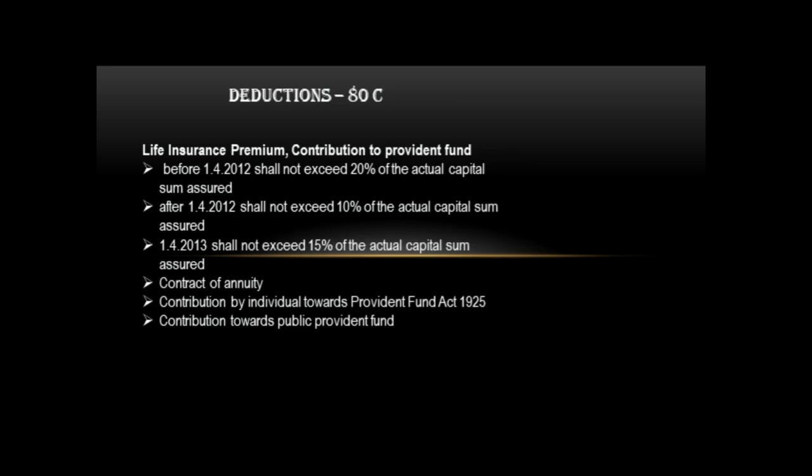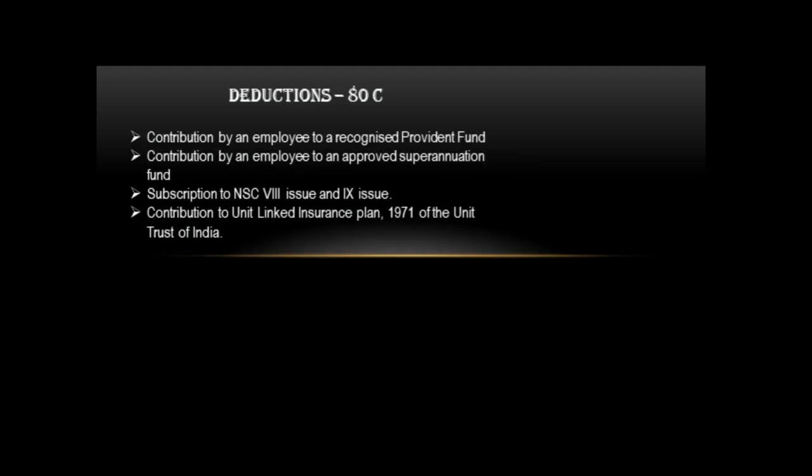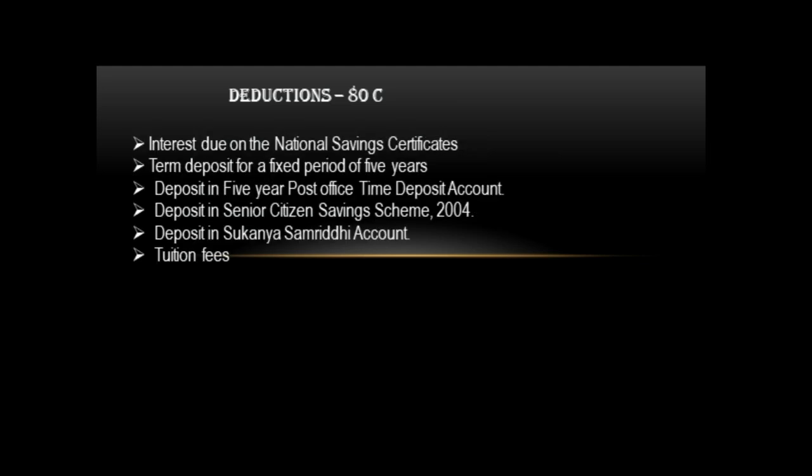Contract of annuity, then Provident Fund Act 1925, contribution towards Public Provident Fund, contribution by an employee to a recognized Provident Fund, contribution by an employee to an approved superannuation fund, subscription of NSC 8th issue and 9th issue, contribution to unit linked insurance plan under Unit Trust of India, then interest due on national savings certificates, term deposit for a period of 5 years, 5 years post office time deposit account, deposit in senior citizen savings scheme, deposit in Sukanya Samriddhi account, and tuition fees are also considered under section 80C, and the quantum of deduction is up to 1,50,000 rupees.